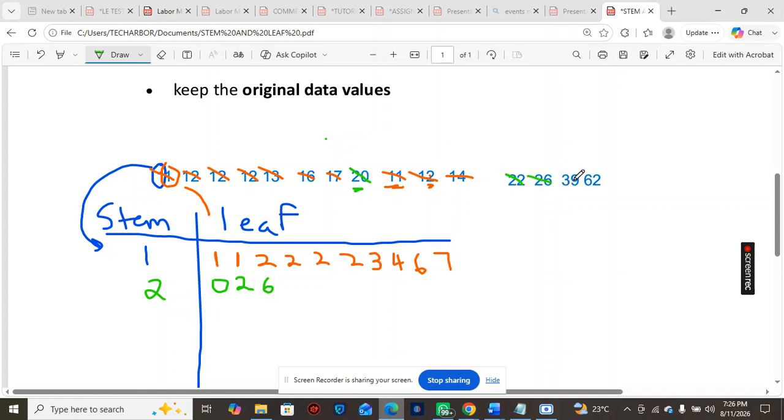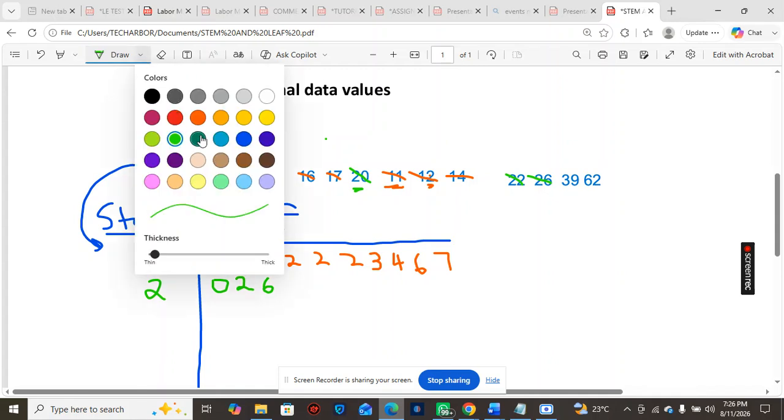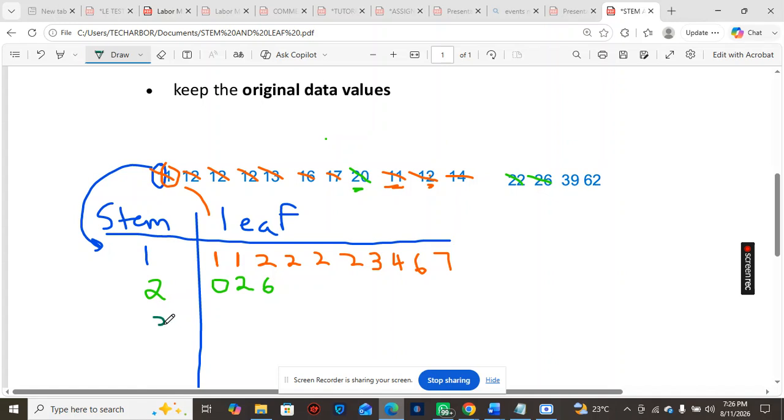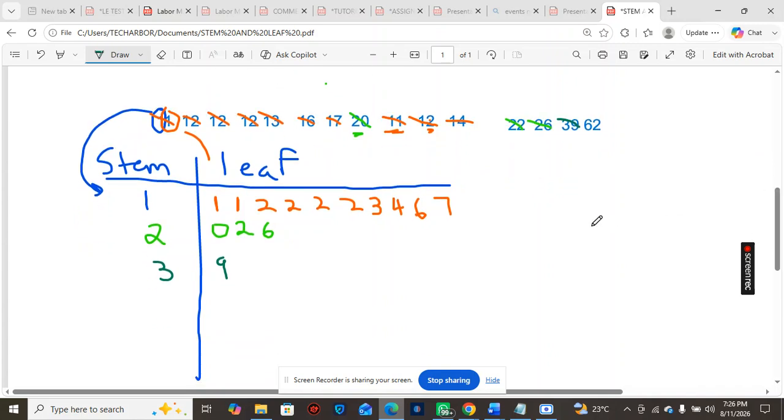Then we have 39. For 39, you bring the 3 in front, then this 9 comes here. Then you have 62. So you put a 6 and a 2 there.